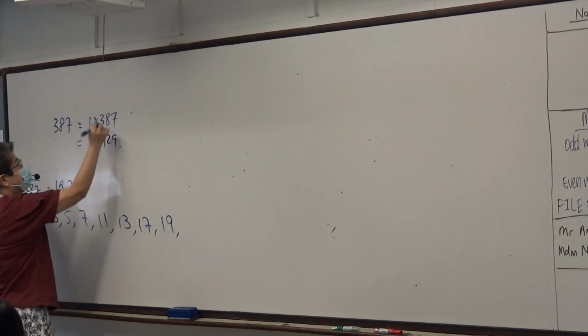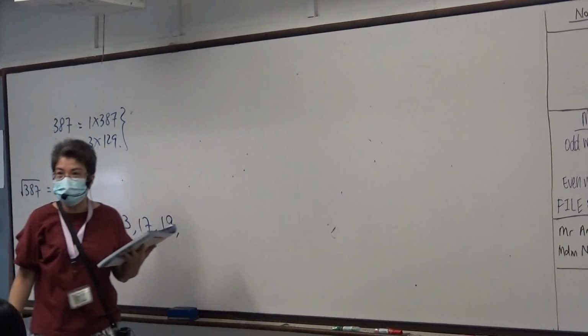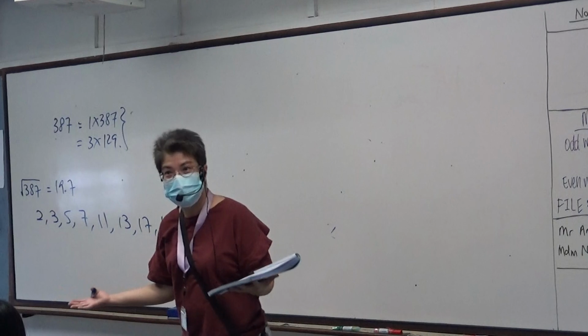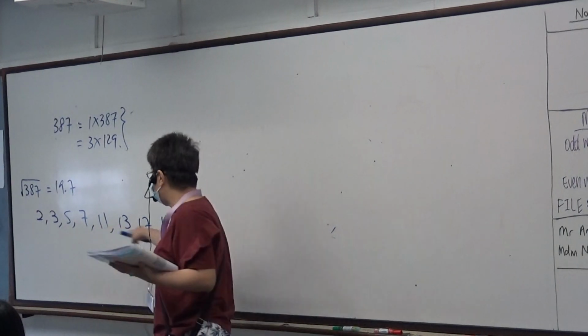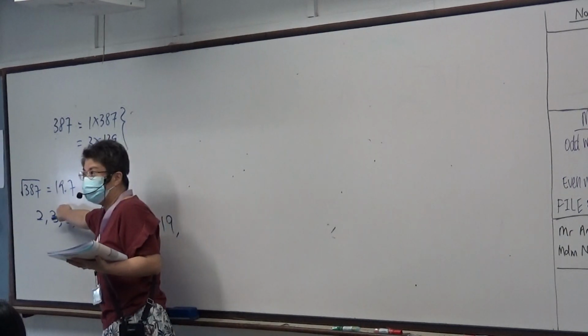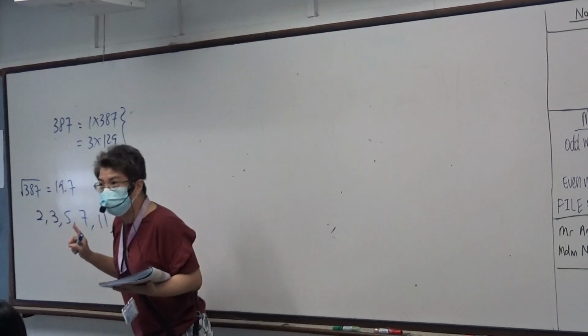129. So we already have a few combinations. So is this prime or composite? Composite already, right? You understand? You do not have to test everything. You just have to take the square root and test all the prime numbers less than or equal to this number. Everybody clear?